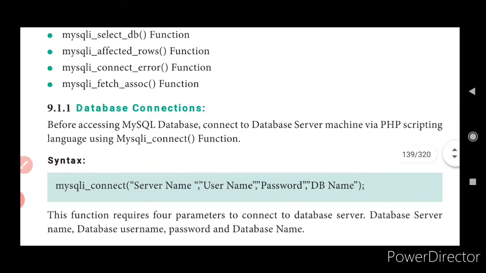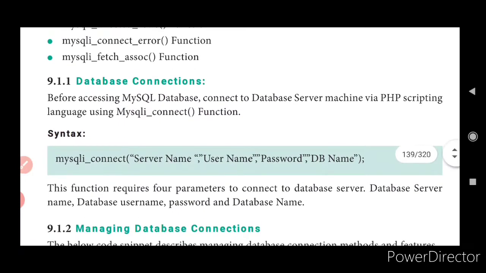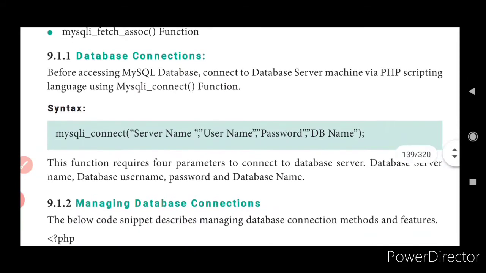Now, what is the syntax that we use for our MySQL database connectivity? This is going to be like this: mysqli_connect, server name, username, password, followed by a database name, and any syntax that we write should end with a semicolon. A semicolon denotes that the syntax has ended. Fine. Server name, username, password, DB name.